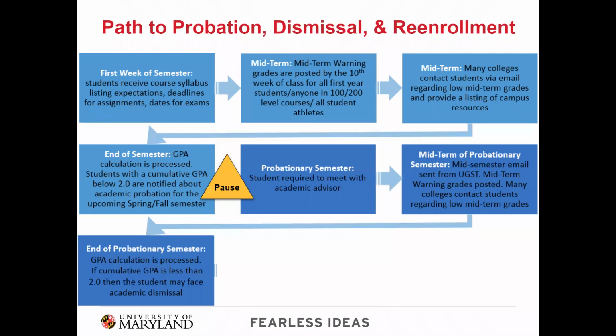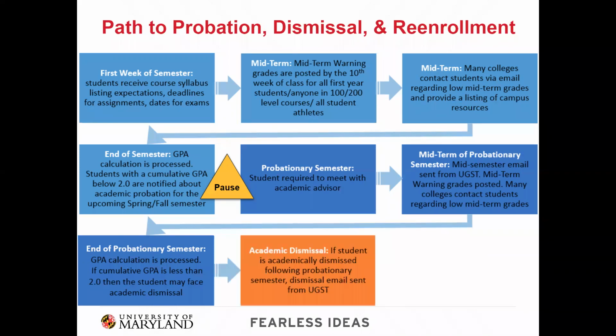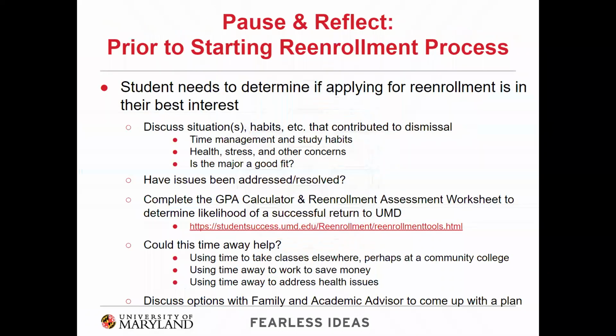If a student is placed on academic dismissal after they get their notification, we do recommend that they again pause and reflect. Prior to starting the re-enrollment process, a student needs to determine if applying for re-enrollment is in their best interest. Again, discussing situations and habits that contributed to their dismissal. These may be the same or different than what led to their probation. Time management and study habits, health, stress, and other concerns, and is the major a good fit?